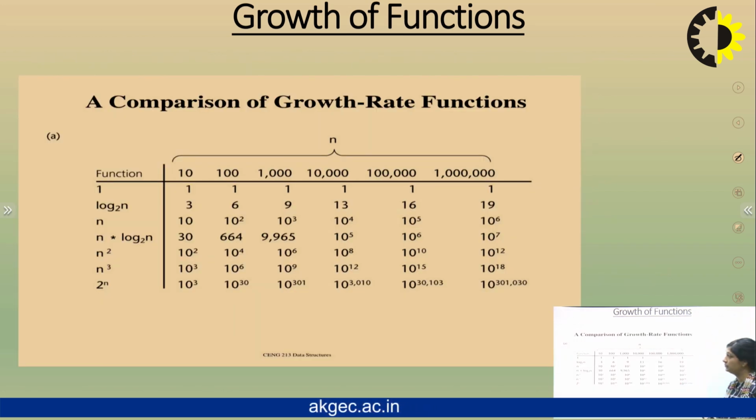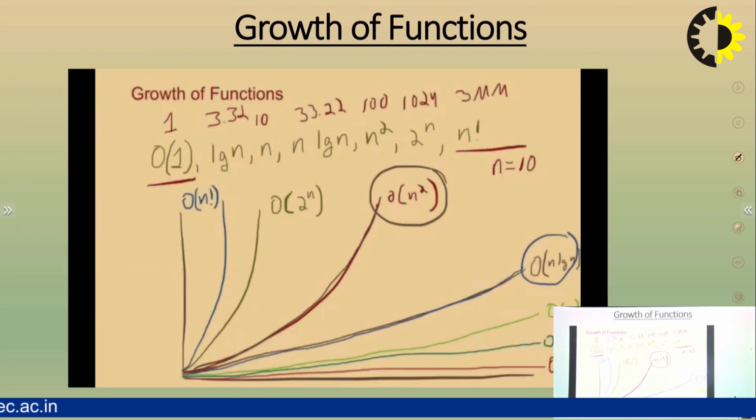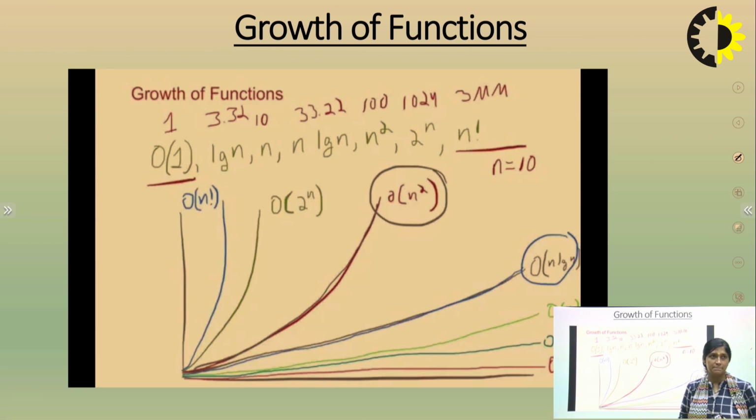Now see the next one. Here I have written some of the values like log 10 base 2 is equal to 3.32, approximately they have taken it as 3, and so on. This is also one more example. Now see the graph of the previous solution.